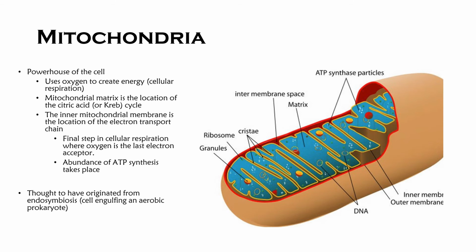Something interesting about the mitochondria is that it is thought to have originated from a process known as endosymbiosis, which is where they believe that a cell engulfed an aerobic prokaryote, and eventually they formed a mutualism with one another, and that is how mitochondria came to be.